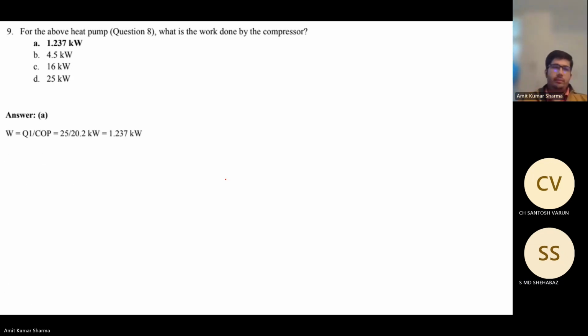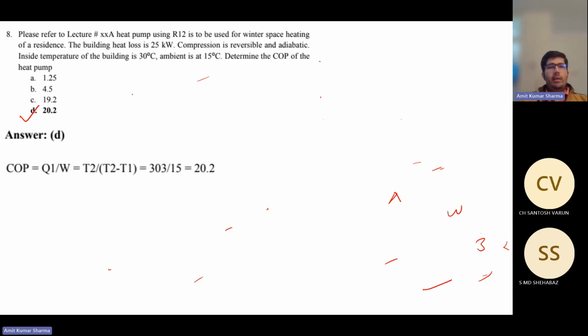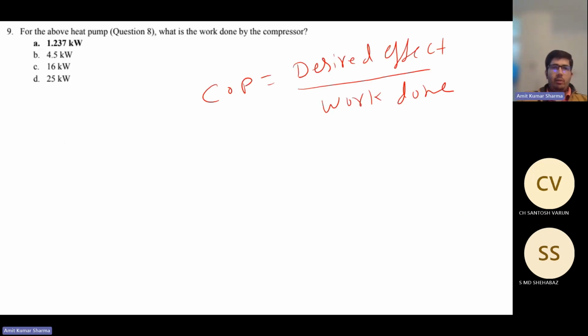So we know that COP is desired effect upon work done. The desired effect is, because in this question we can see the building heat loss is 25 kilowatt. So the building is losing heat at 25 kilowatt, and we have to compensate this loss. So the desired effect will be 25 kilowatt.